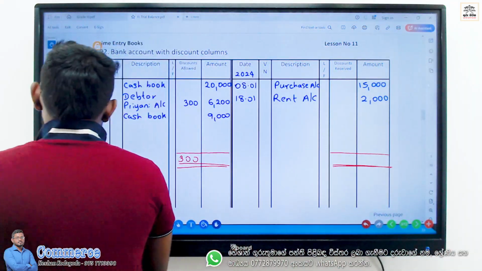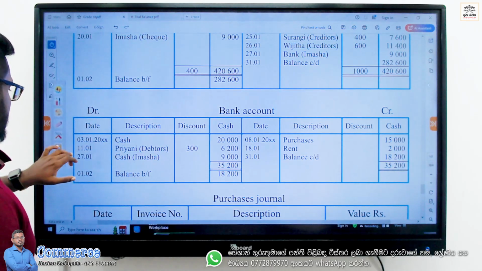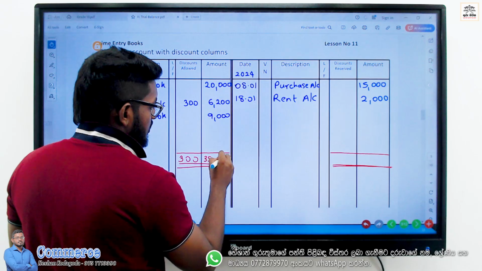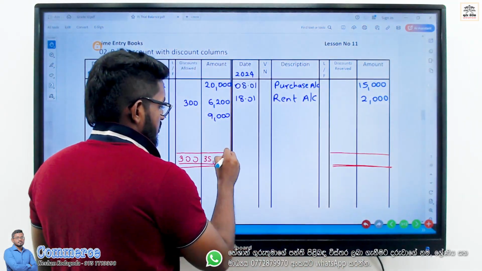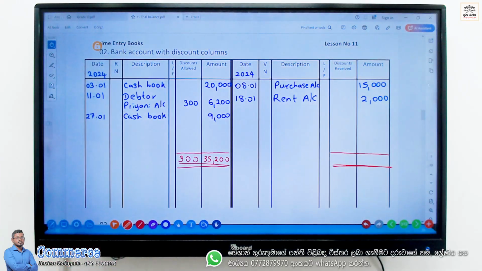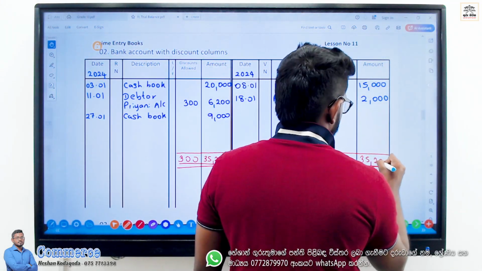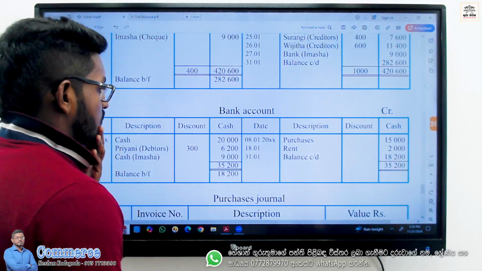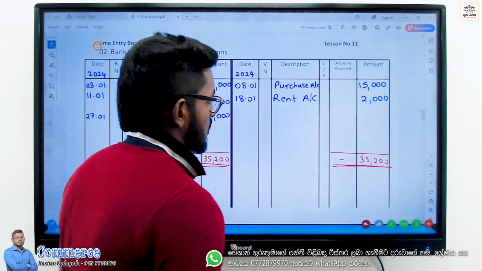Right? Now what is the total of the bank account? 35,200, right? Yes, sir. 35,200. So 35,200. In here, credit side, it's 17,000. So once you deduct it, 18,200.